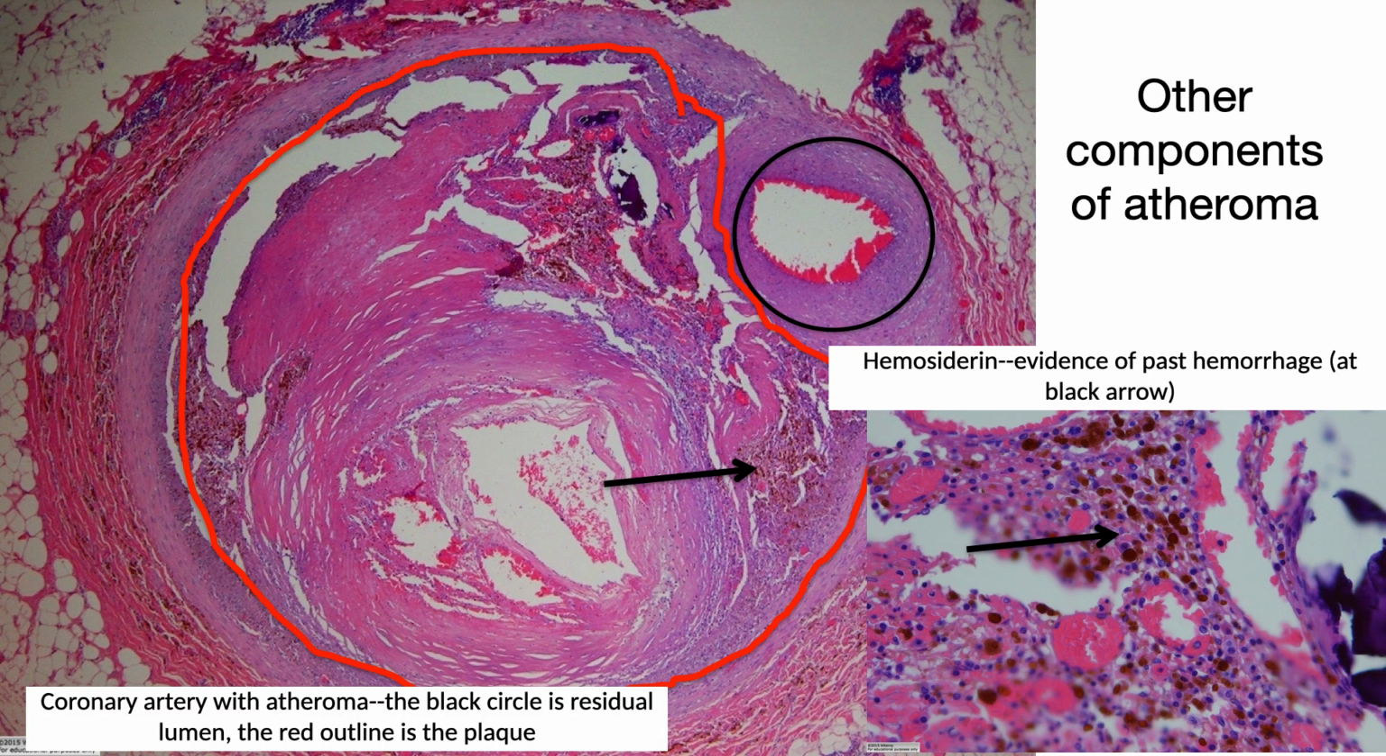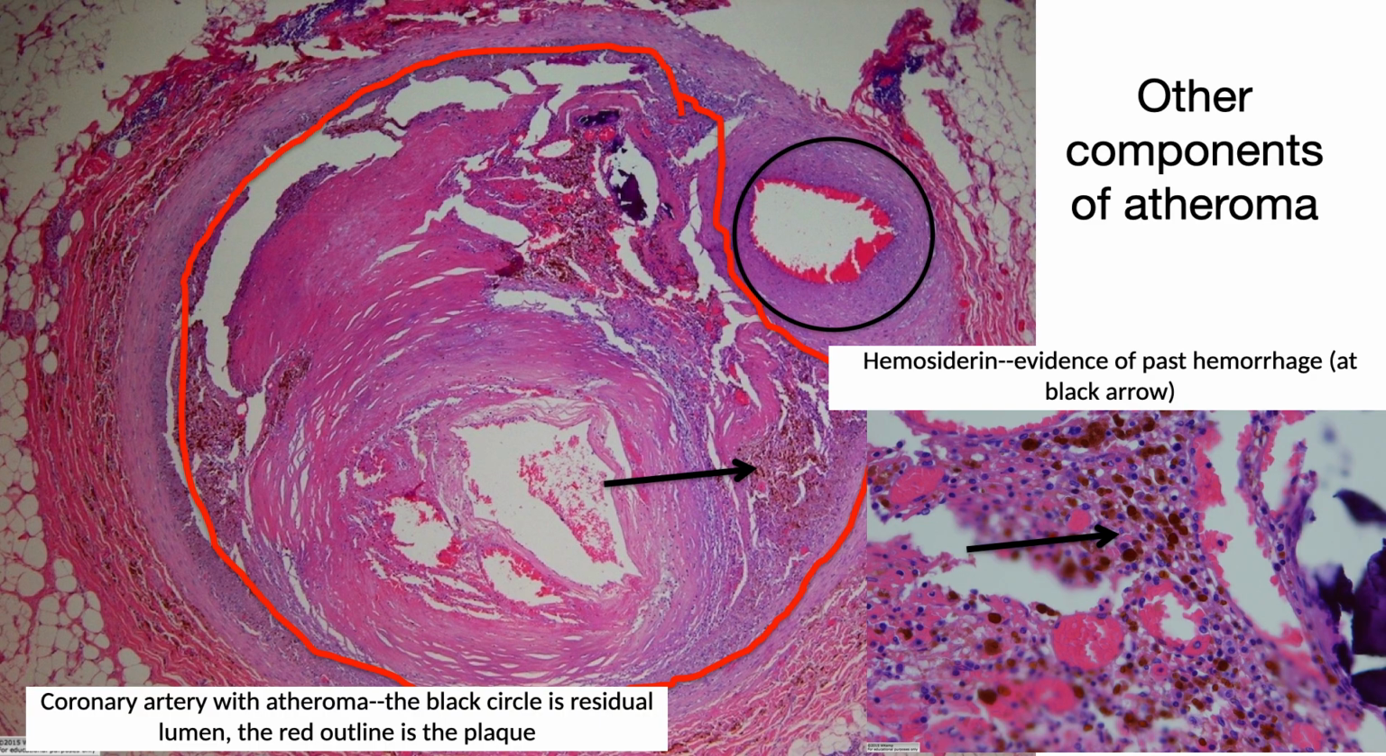So these just show other components of the atheroma. The top right is the lumen, so you can see it's very tiny. The red outlines the atheroma, and the black arrow, if you look to the bottom right, that's a close-up of it. And so you can see this chunky yellowish-brown material, that's hemosiderin. So what happened is this individual hemorrhaged into that plaque at some time at that location. The red blood cells broke down and left hemosiderin.